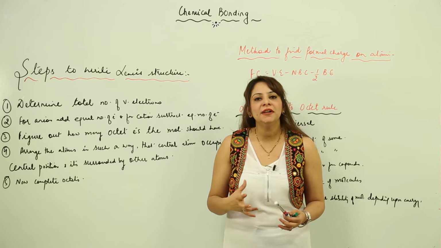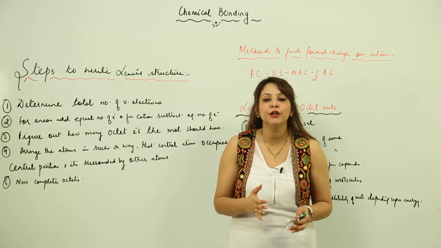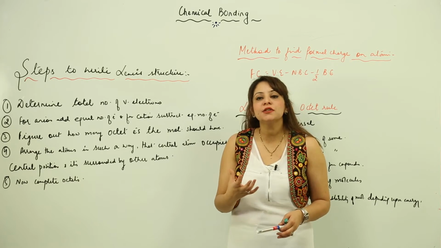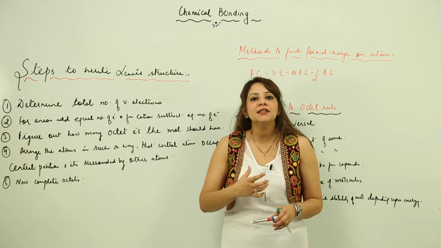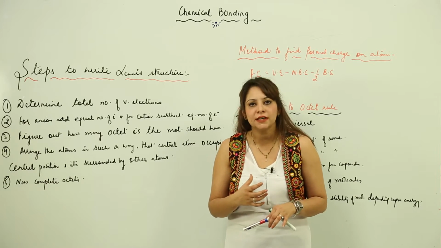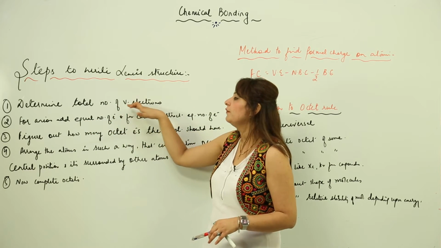Now, as you are familiar, the reason behind chemical combination is the octet rule, according to Lewis. Lewis actually gave the method to show how we can write the structure. He explained certain rules in order to write the Lewis structure. The first rule was to determine the total number of valence electrons.